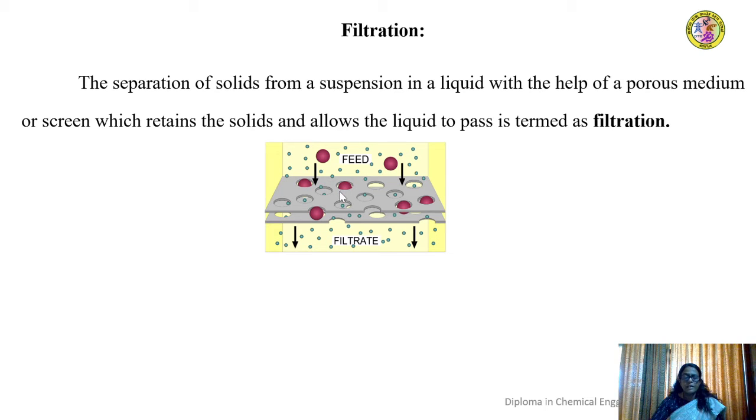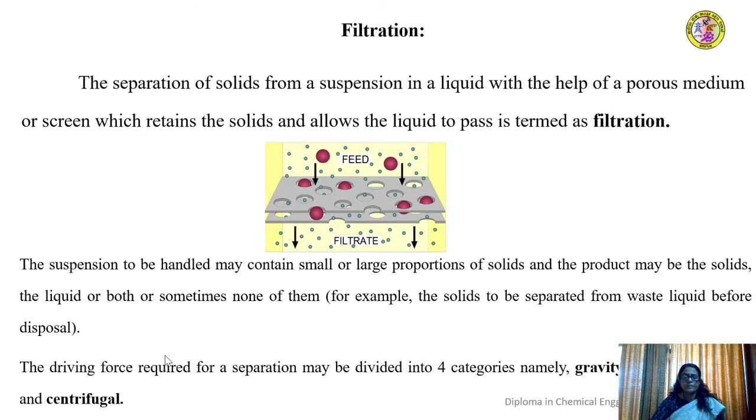So either it gets attached or sticks to the holes, or it entirely lies on the surface of the filter medium. Whereas the liquid particles, the small dots that you can see, represent the liquid particles. Being small in size, they can pass through the pores of the filter medium. That liquid that is coming out of the filter medium is called the filtrate, and the solids which deposit on the filter medium are called cake. So that is how we can separate the solids from liquids using filtration.